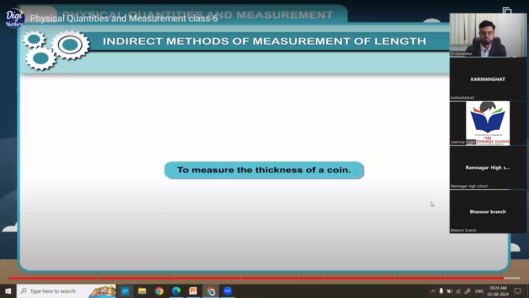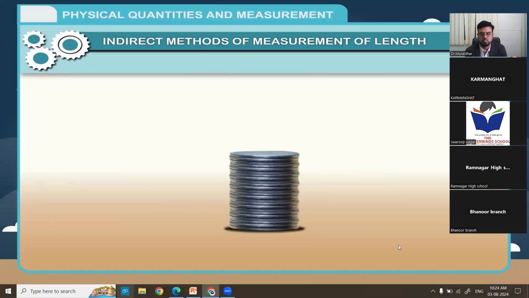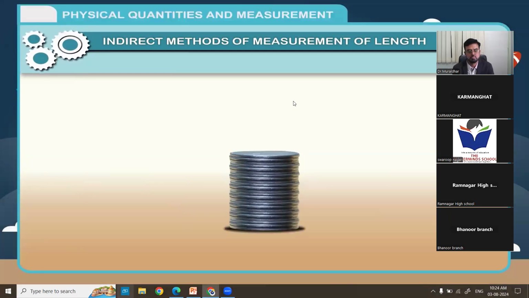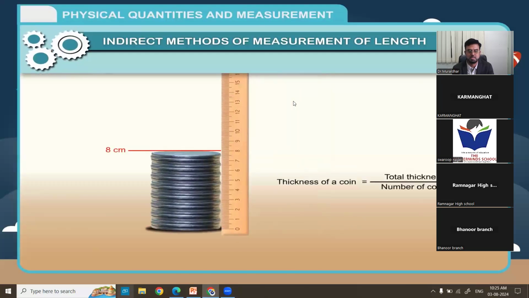Activity: to measure the thickness of a coin. Take some identical coins, say 20 to 25 in number, and place them one over the other. All these coins will make a cylindrical column. The height of this stack of coins can easily be measured by a ruler placed vertically against it. To find the thickness of a single coin, divide the total thickness by the number of coins. See how beautiful. So, thickness of a coin is equal to total thickness divided by number of coins.